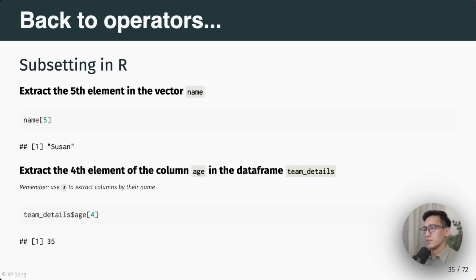Here's another example. This time, instead of extracting data from a vector, we extract data from a data frame called team details that we created earlier. So let's say we're interested in the column age and we want the 4th element from that column. So we put the name of the data frame and we use the $ sign to extract the column by its name. So in this case, the column age, and we're interested in the 4th element. So this is what the output would be.